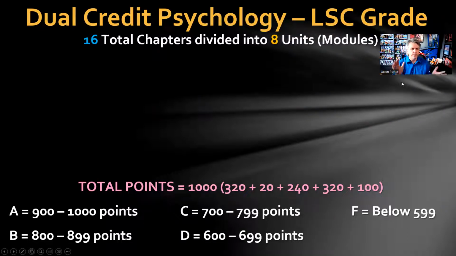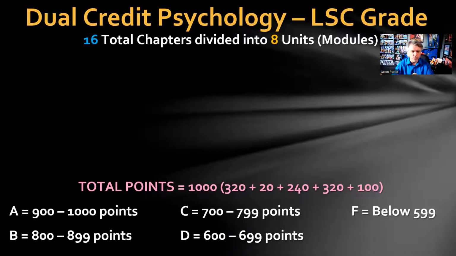All right, so dual credit psychology, your Lone Star College grade. Again, this is exclusive of your CFISD grade. Your CFISD grade is determined by your on-campus teacher. They are just there to make sure you also do this work as well. So you've got 16 total chapters. They're divided into 8 units, also known as modules. Most of the units are 2 chapters. One is 3, another one is 1, but most of them are divided amongst 2.